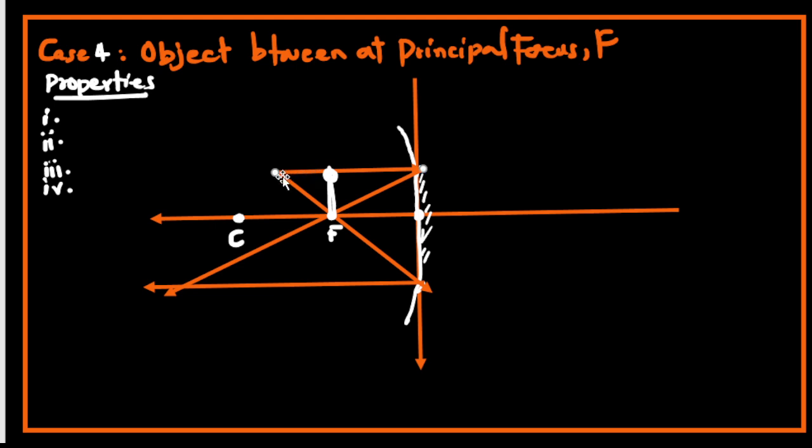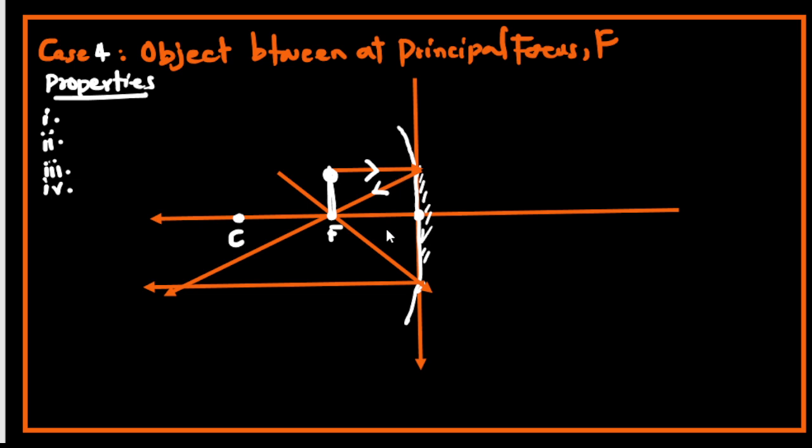So I'll draw a ray parallel to the principal axis. This is what we have here. So we already have a ray that goes parallel. This is the incidence, this will be the reflection.